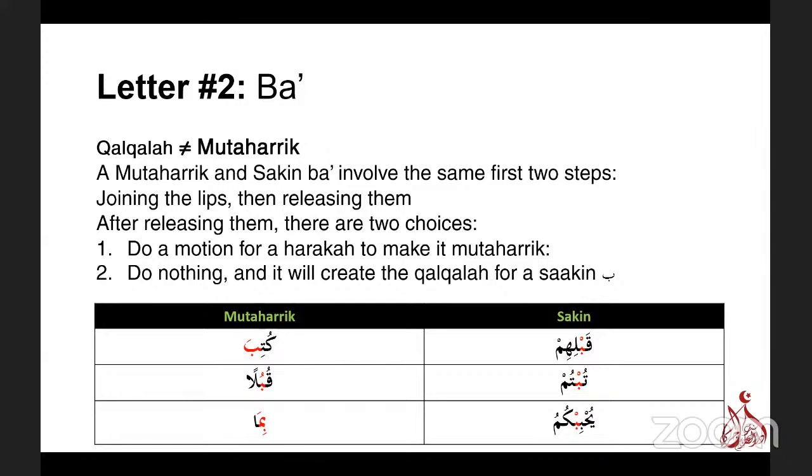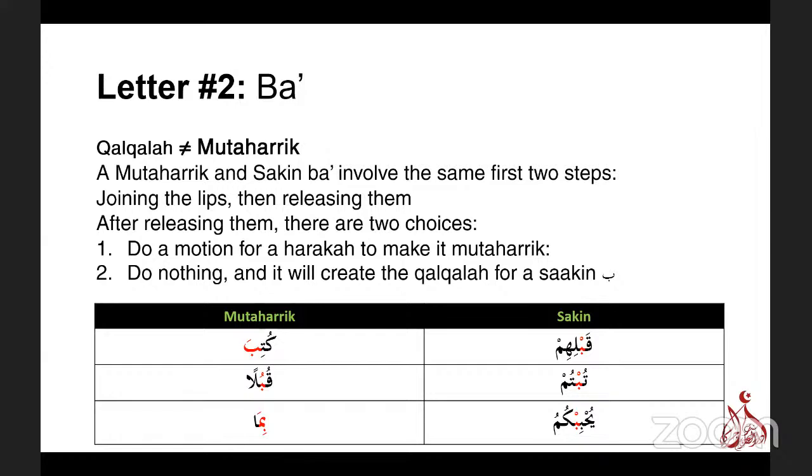Qab. The next one, qubu, bu, bu. So you're bringing your lips together and letting them go, and then the sides of your lips are coming together. But in the word tub, tubatum, you shouldn't be bringing the sides of your lips together to make any dhamma sound. Tub, tubatum, and tub, tub. And then the last one, bima, bima. And on the right side with the sakin, yuhbib, bib.